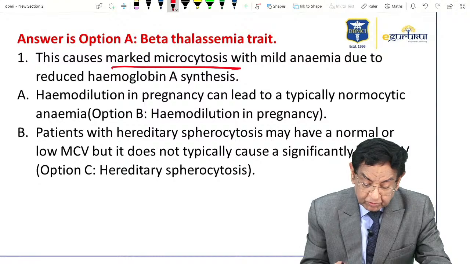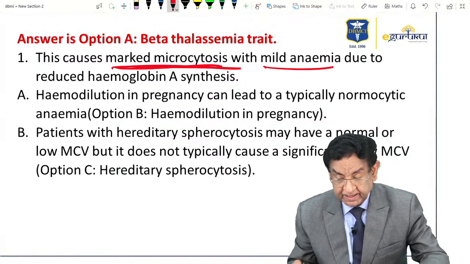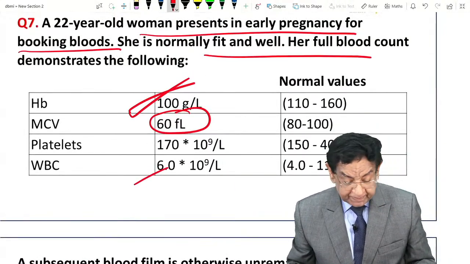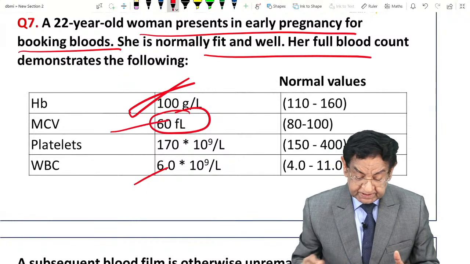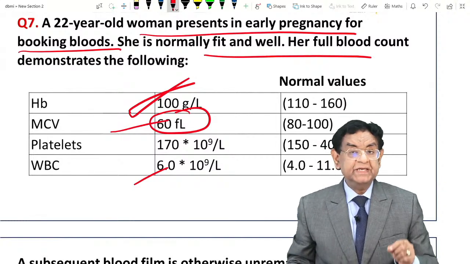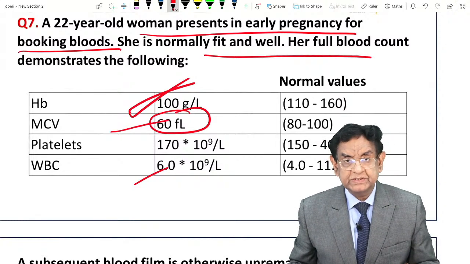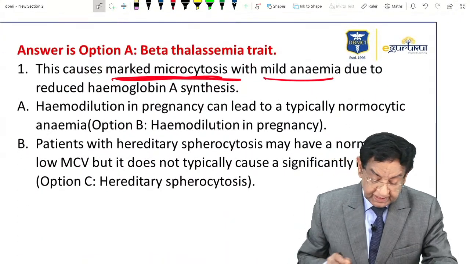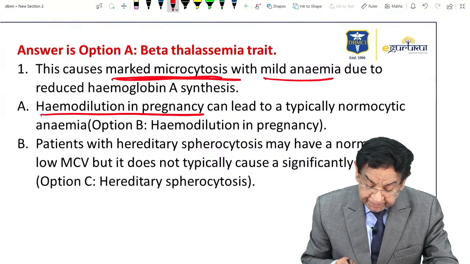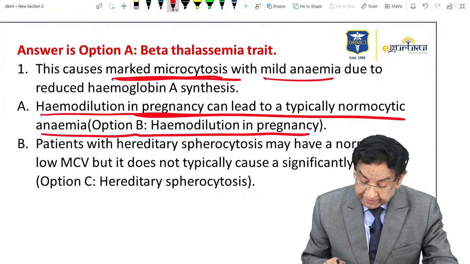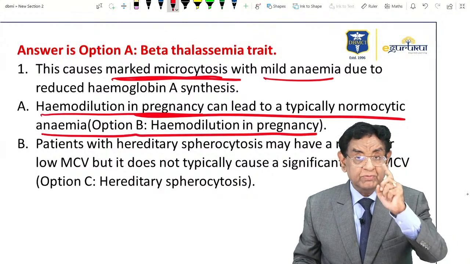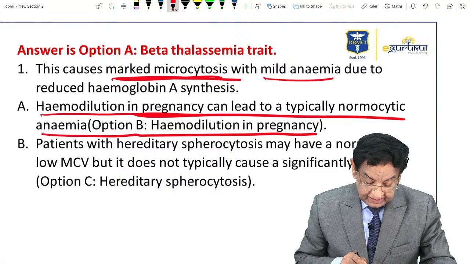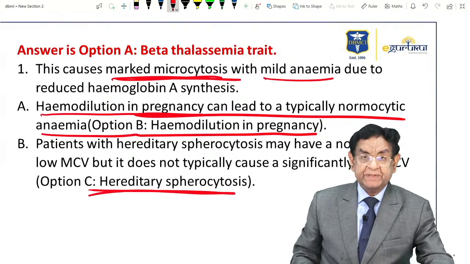This is marked microcytosis with mild anemia. Go back. Hb level is 10, near normal, and she's a pregnant lady. But MCV is highly reduced. So there is marked microcytosis as compared to hypochromia, which we see in trait. What about the other options? Hemodilution in pregnancy can lead to typical normocytic anemia, not microcytic anemia. And hereditary spherocytosis is option C.